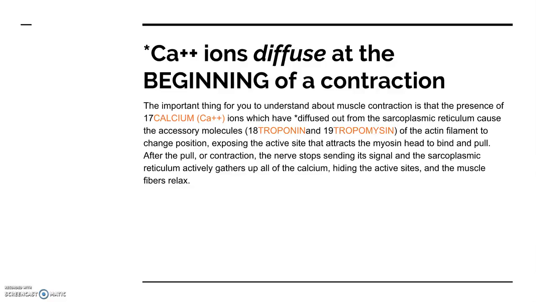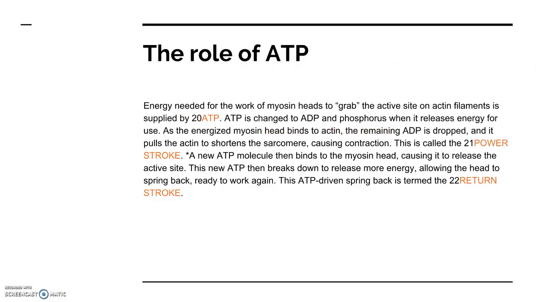We're going to watch the Hank Green video, and it'll have some animation that kind of shows that. It makes more sense. Energy needed for the work of myosin heads to grab the active site of the actin filaments is supplied by ATP. ATP is changed to ADP and phosphorus when it releases energy for use.